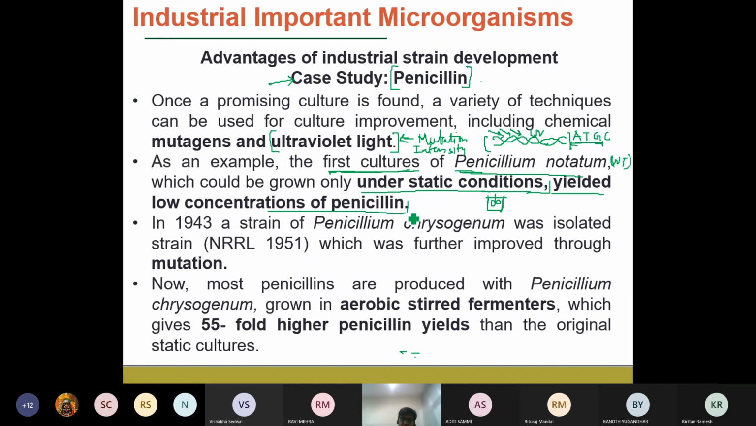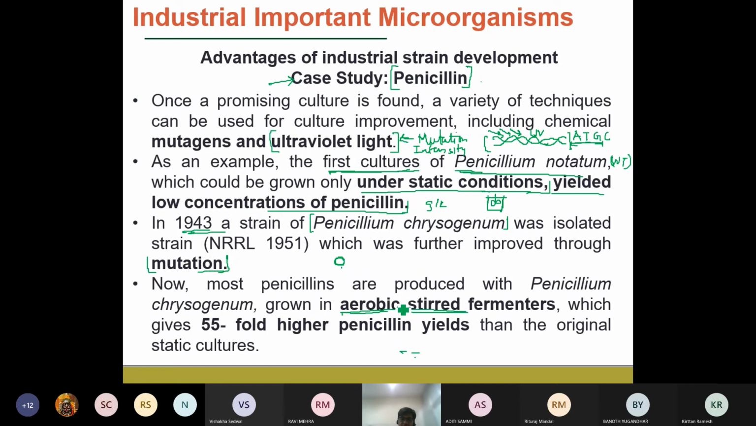So whatever the amount of penicillin that was produced, for example in grams per liter, the concentration was lower. Then in 1943, another strain called Penicillium chrysogenum was isolated, and it was improved through mutation. So we talked about this UV-based mutation. The genome was sequenced, and it was strategically modified at some particular ends. It was found that after this modification, it was able to grow under the aerobic condition in the stirred fermenter.